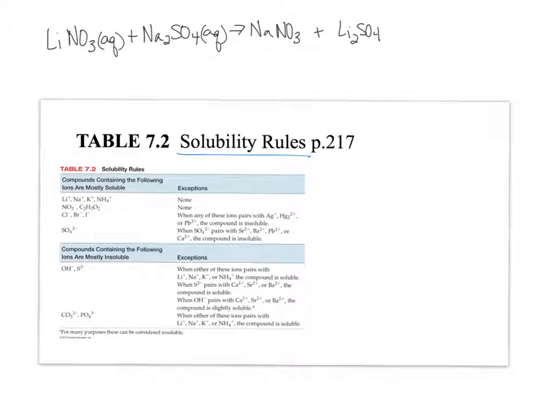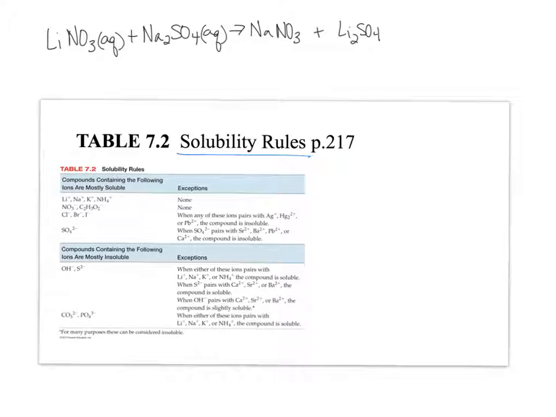Okay, let's look at another example. Here we have lithium and nitrate. So lithium nitrate, which is an aqueous solution. So lithium nitrate is dissolved in water. And then we have sodium and sulfate, and that also is dissolved in water and aqueous. And we can see that they recombine. The lithium recombines with the sulfate, and the sodium recombines with the nitrate. So we have sodium nitrate and lithium sulfate that is created from this chemical reaction.